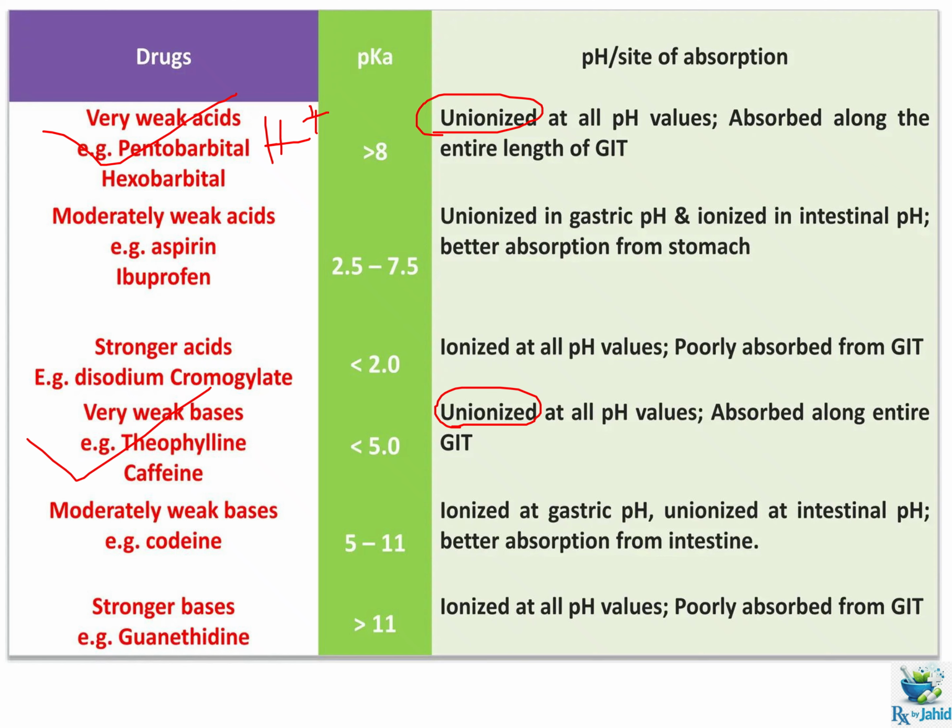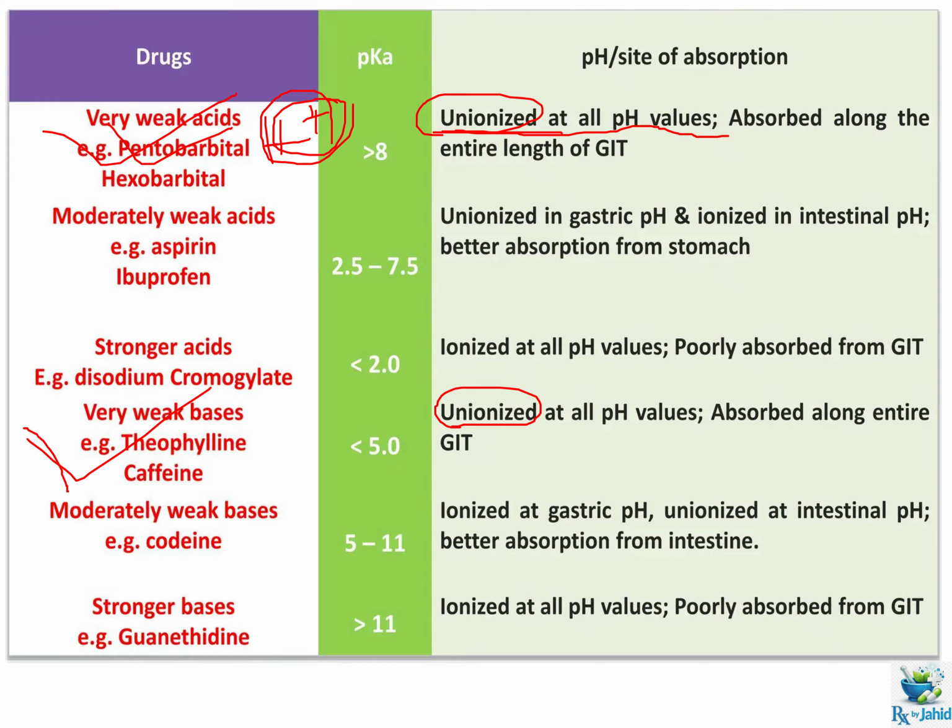Okay, because they are very weak. They are not as strong as a strong acid, because a strong acid will release protons very promptly, but a very weak acid cannot do that. That's why, as they are not releasing any proton, that is the charge, this will ultimately result in no charge or no ion in the solution. That's why they will be unionized at all pH values, because they are very weak.